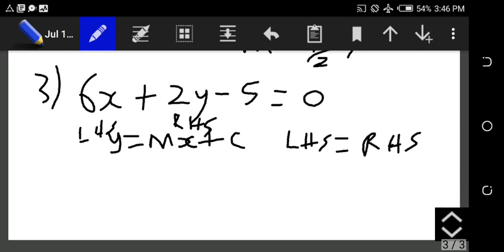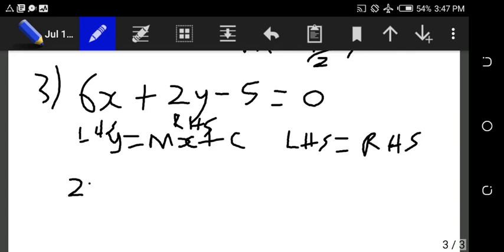So what we want to do is to make sure that our y is on the left hand side of the equation, while the others are on the right hand side. So let's do that. We have to retain the 2y on this side, and we subtract these other two from this side and transfer them over to the other side.